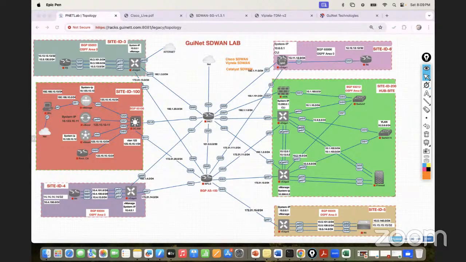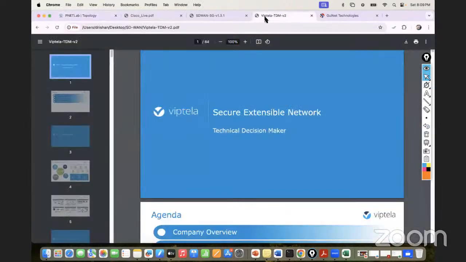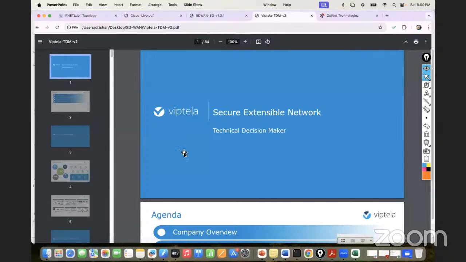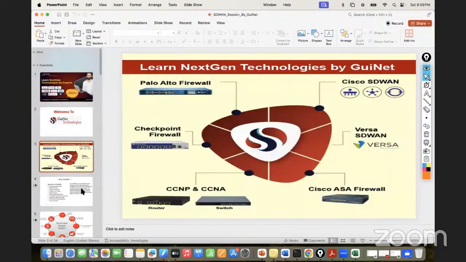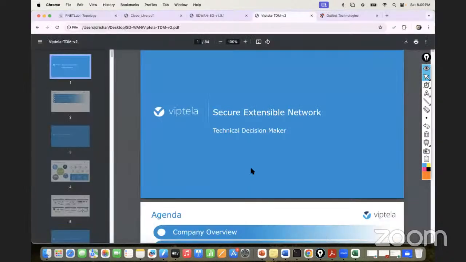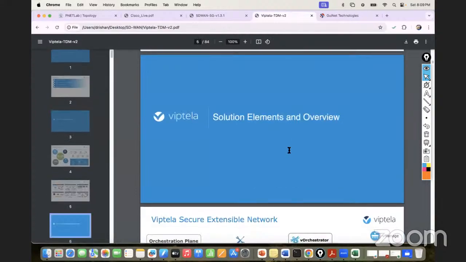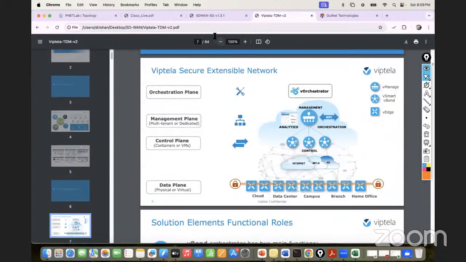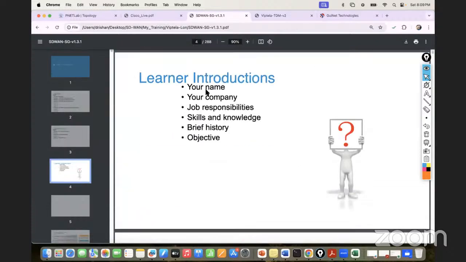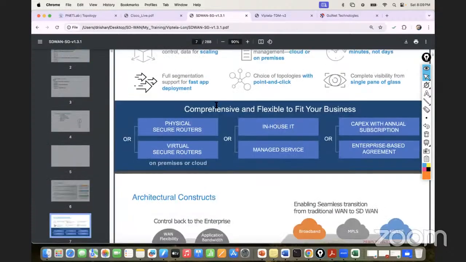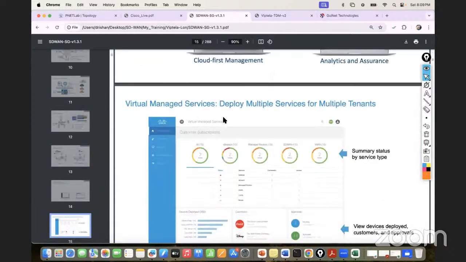So one thing, when I talk about SD-WAN, SD-WAN is something which is software defined networking, right? So SD-WAN is software defined networking, and this software defined networking is definitely going to be a game changer for you. If I compare it with the normal, let me see my PPT. Just hold on.